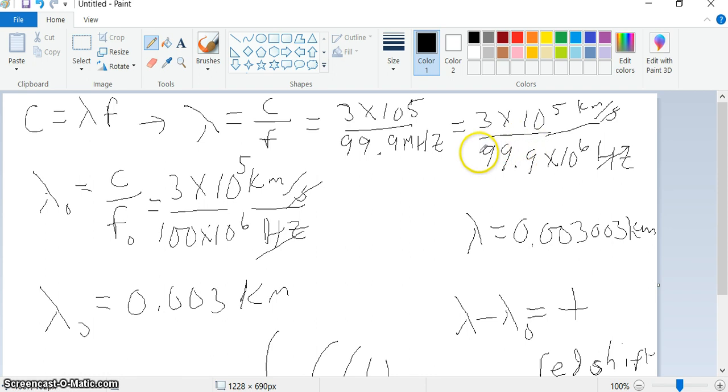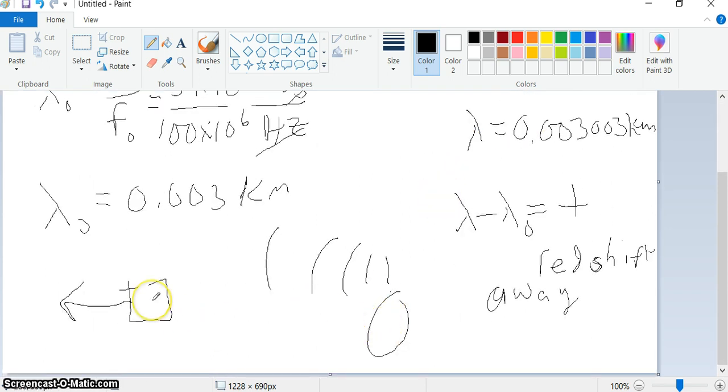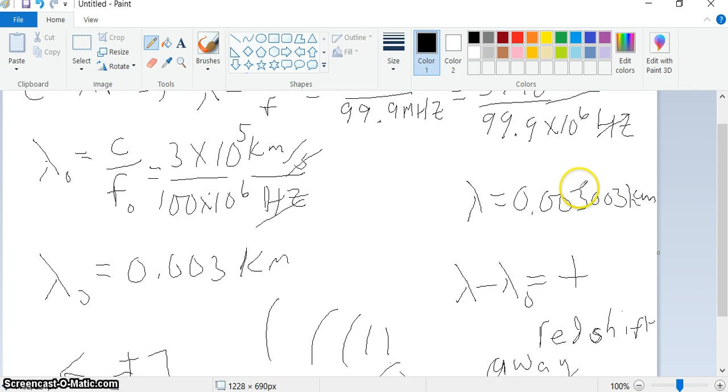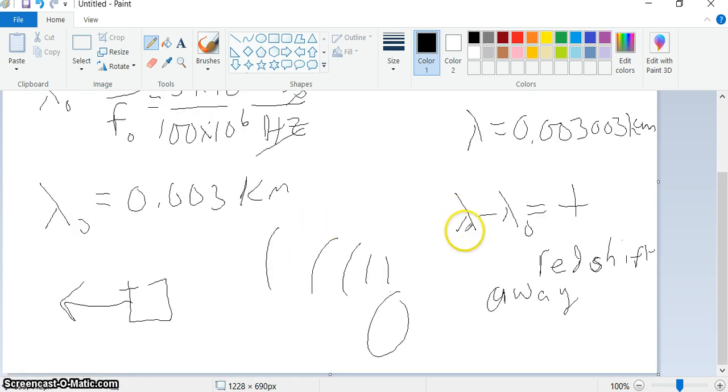But because of the relative motion between the Earth and the spacecraft, you're able to tune it in at a longer wavelength. See, that's the important part, right? So 0.003003 is greater than just 0.003, kilometers, of course. And so lambda minus lambda naught, the moving wavelength minus the resting wavelength, is greater than 0, and therefore you get a redshift. And what that tells you is they're moving away from each other.